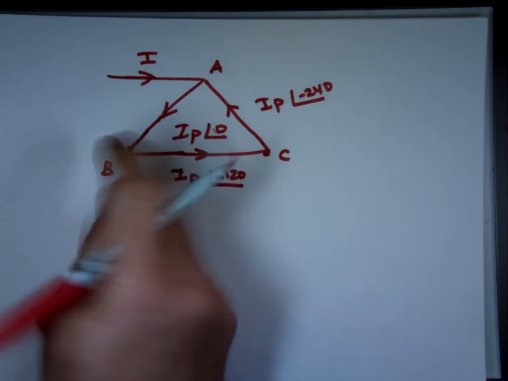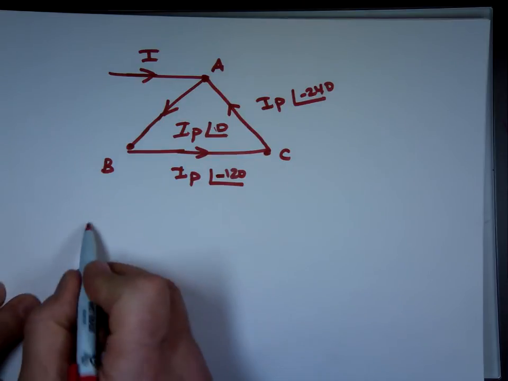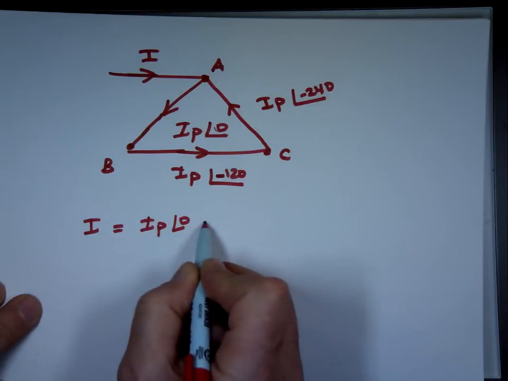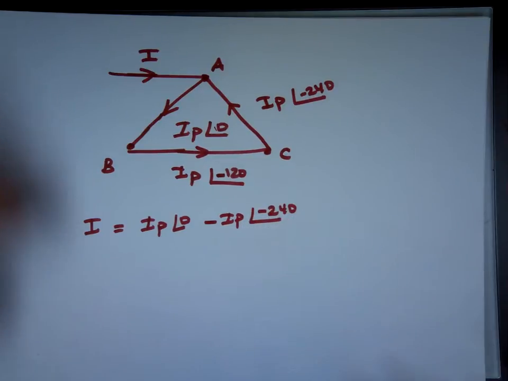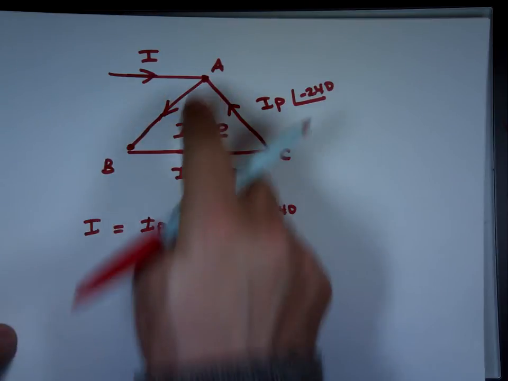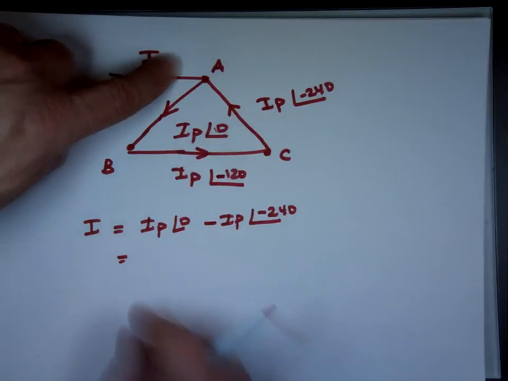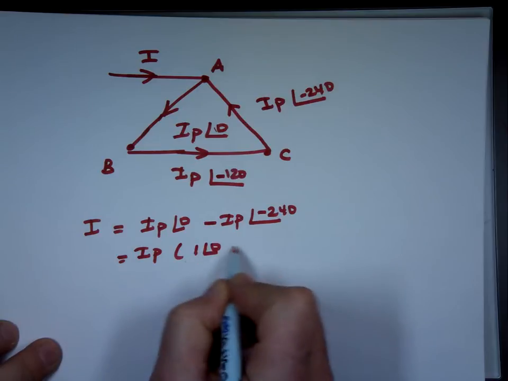Why is this current? Well, if we do KCL at that node, if I define it this way, what do we have? The current going in, I, should equal I sub P angle 0 minus I sub P angle negative 240, because I define it going in. The current going in should equal this minus that one. I can factor I sub P out, and what's left? 1 angle 0 minus 1 angle negative 240.